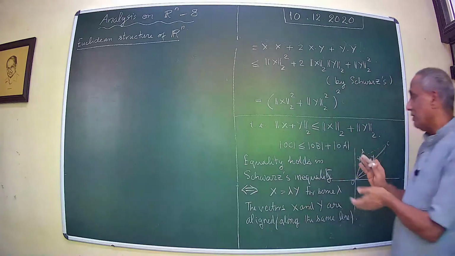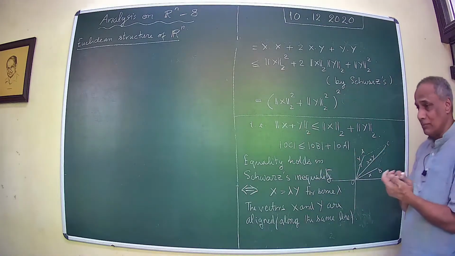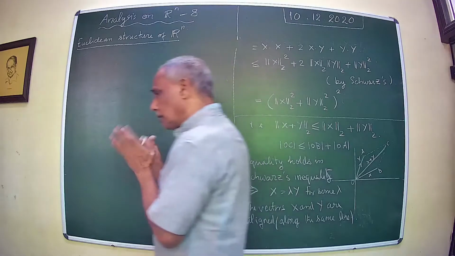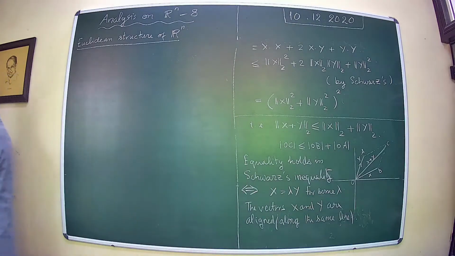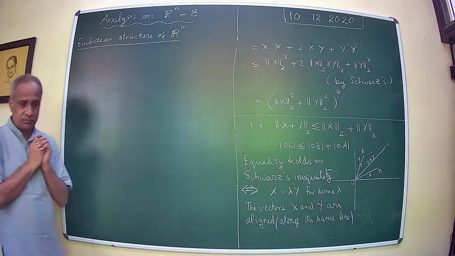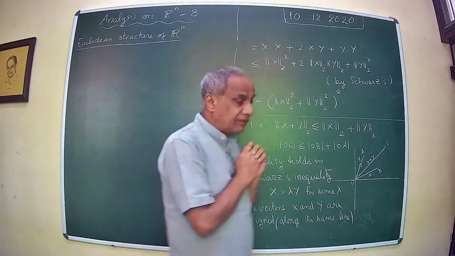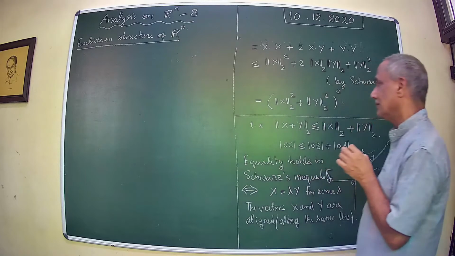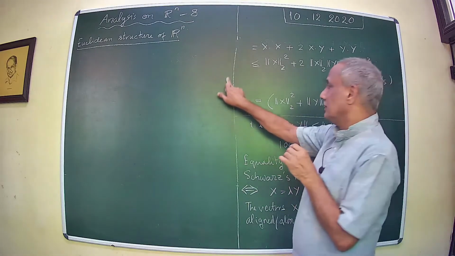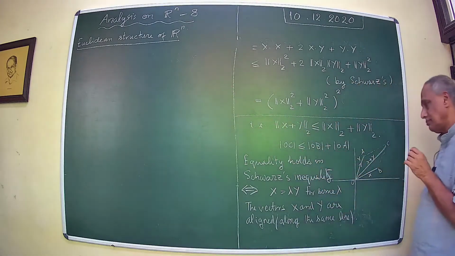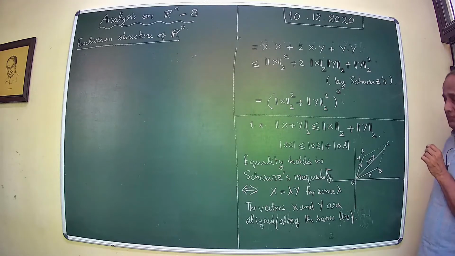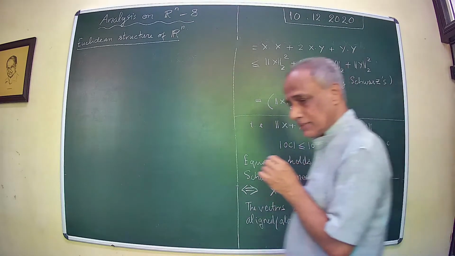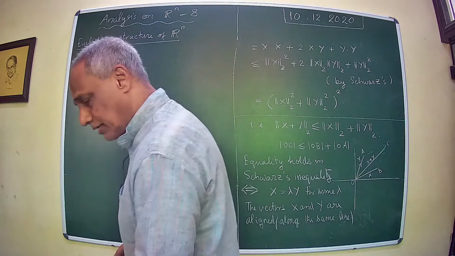You have a lot of advantage when you work in R2 and R3 because you have a lot of visual pictures available of what goes on. And this is very important, extremely important. Okay? So with that little sermon, now we go further.